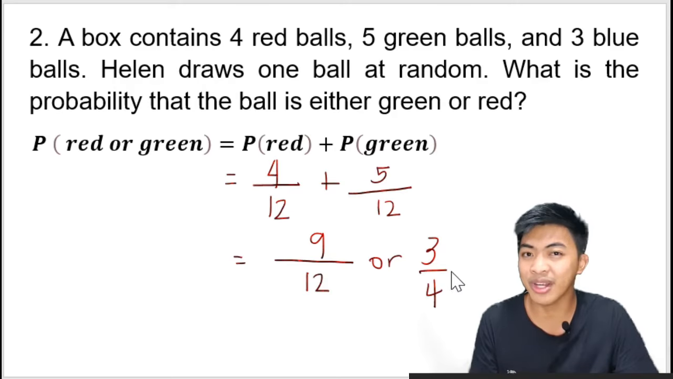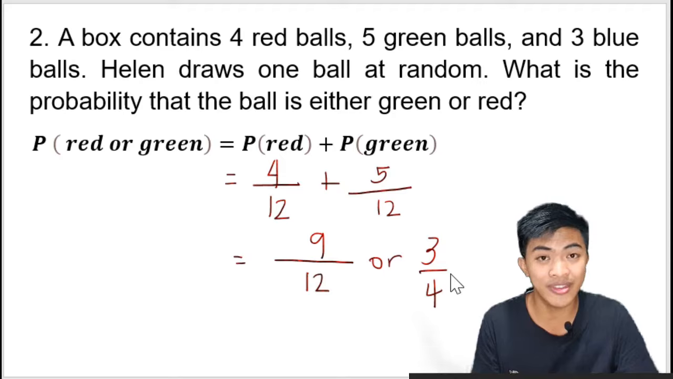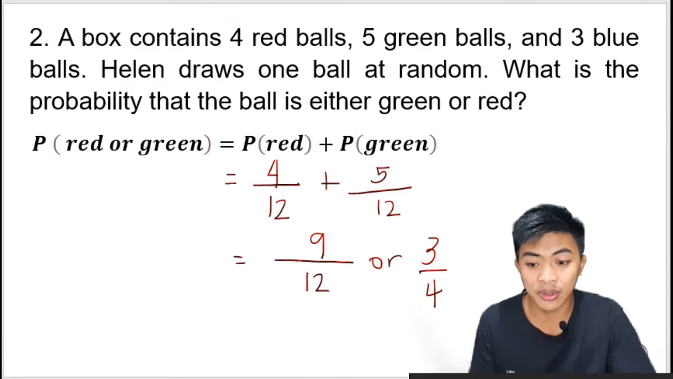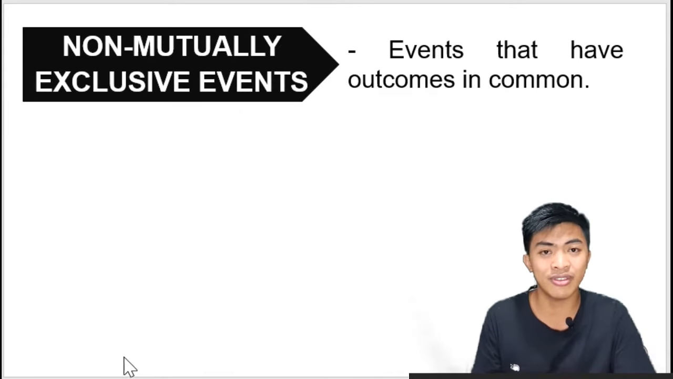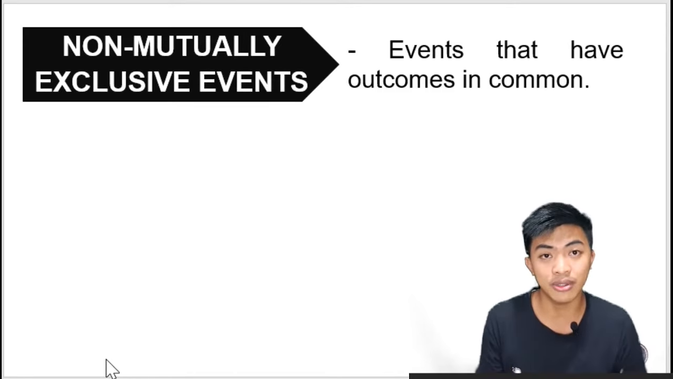So I hope you already know the idea of mutually exclusive events and how to get its probability. Now let's go to non-mutually exclusive events, or in some books they call this inclusive events.